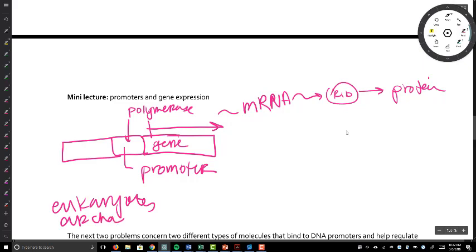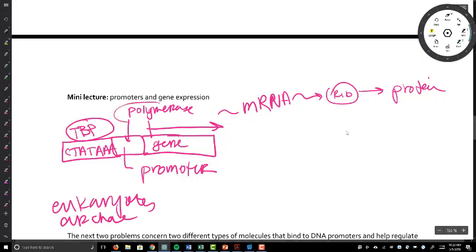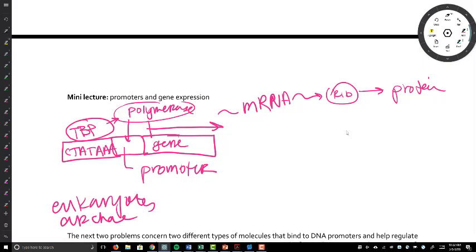And what happens is this protein called the TATA box binding protein, or the TBP, comes in and sits on the TATA box, and then it pulls in RNA polymerase and gets RNA polymerase to sit on the promoter, and then it transcribes the gene into RNA, which is then translated into protein. And again, remember that the box, in this case, is signaling double-stranded DNA.